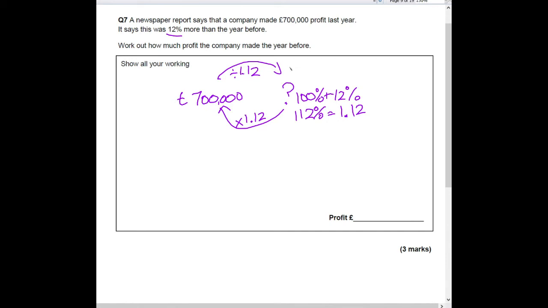And that is £625,000. So work out how much profit the company made the year before. The profit was £625,000. And that working out and correct answer are worth 3 marks.